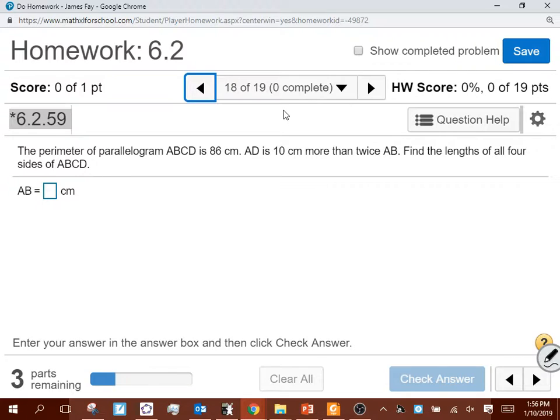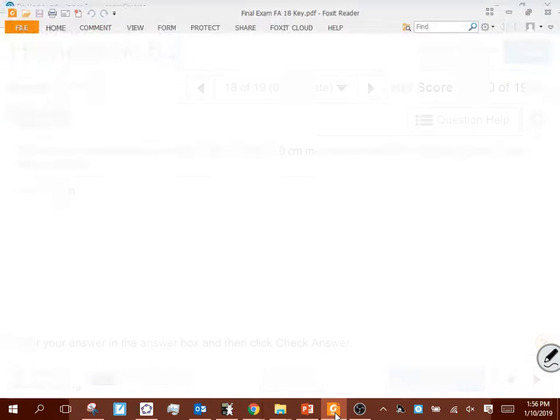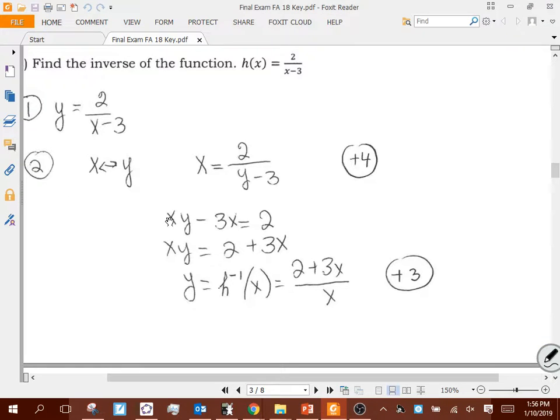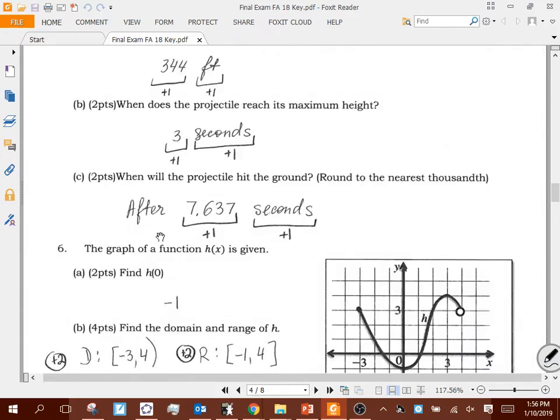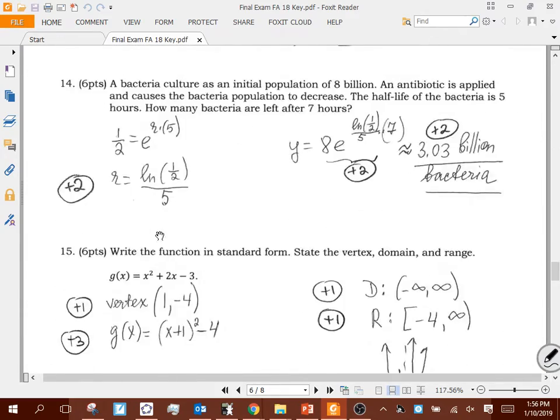My college algebra students had to take a final today. So let me see if I can pull up one of these real quick, just to give you an example that this comes up again at some point. I'm not 100% sure what the question was.